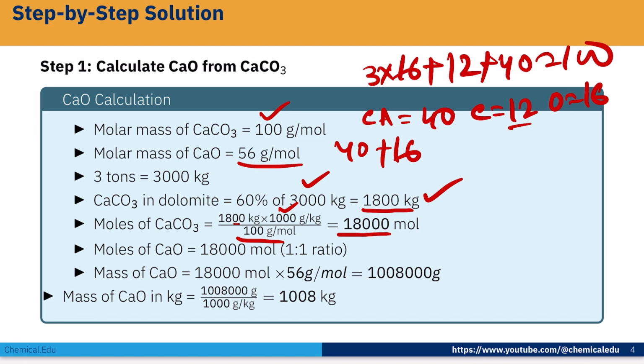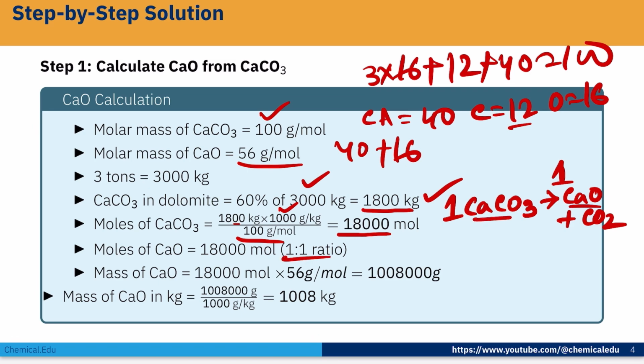Now we know the chemical reaction. Calcium carbonate decomposes, so that will produce calcium oxide plus carbon dioxide. So 1 mole of calcium carbonate produces 1 mole of calcium oxide and 1 mole of carbon dioxide. So now the number of moles of calcium carbonate present in the dolomite is 1800 mole. So that will produce the same amount of moles of calcium oxide, because the calcium carbonate to calcium oxide ratio is 1:1. So now moles of calcium oxide is 1800 mole.